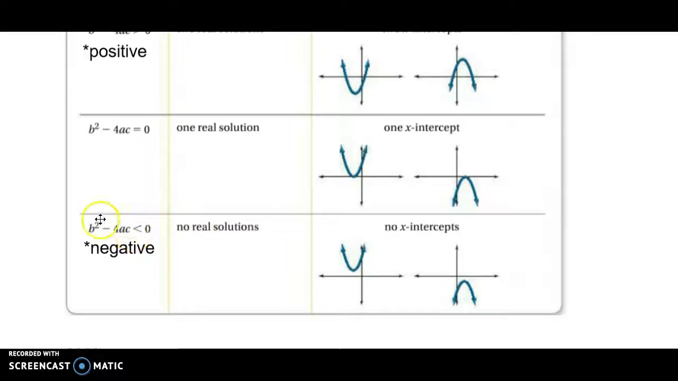If the value under the radical is negative, we haven't talked about negative numbers under a radical, but those are what we call imaginary numbers, and they have no real solution. So your graph will actually not cross the x-axis. It will either float above it if it's a positive parabola, or it will float below it if it's a negative or upside down parabola.